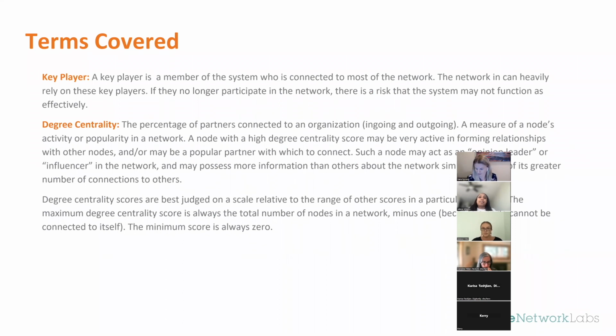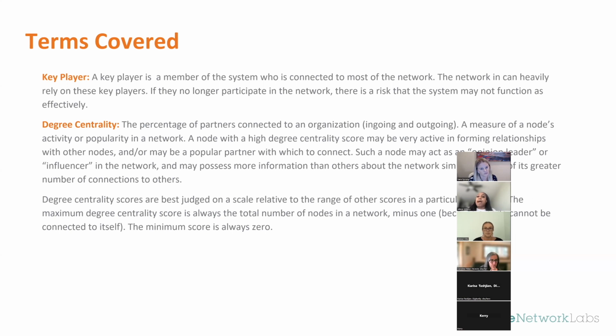I'm going to pop back over to our PowerPoint here. The key terms that we just covered in scenario 1 are key player and degree centrality. A key player is a member of the system who is connected to most of the network. The network can heavily rely on these key players, so if they're no longer participating in the network, there is a risk that the system may not function as effectively. Degree centrality is the percentage of partners connected to an organization, ingoing and outgoing, a measure of a node's activity or popularity in the network.